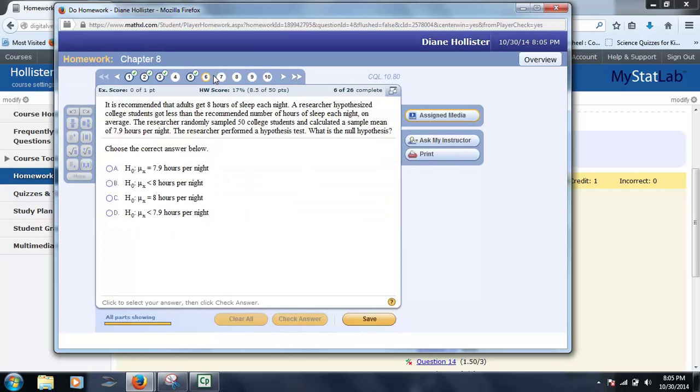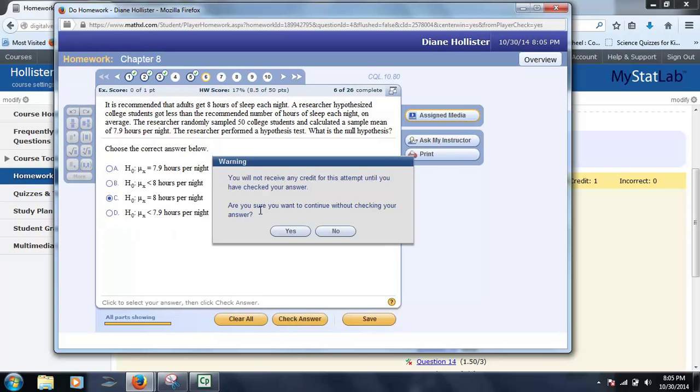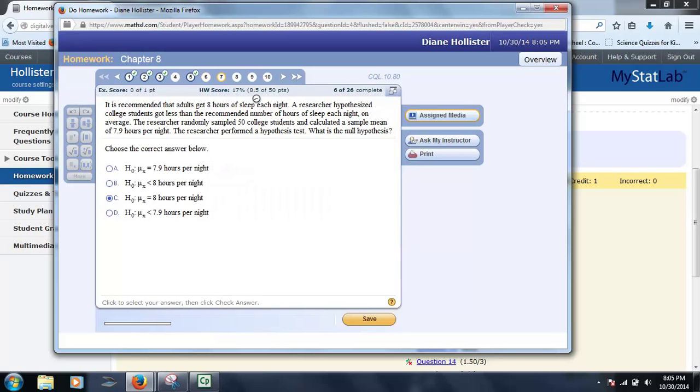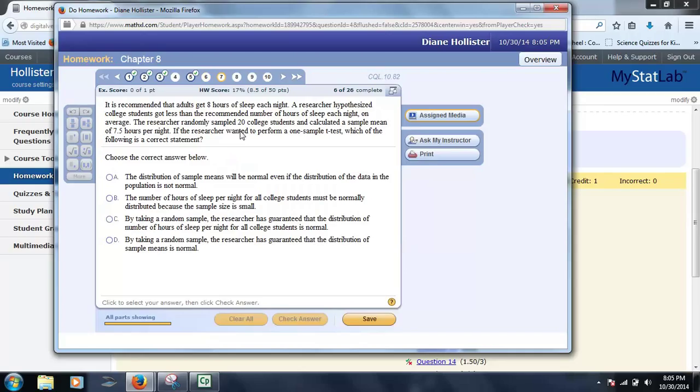Determining the null hypothesis. The researcher hypothesized students got less than the recommended number of hours of sleep. That would be your alternative hypothesis. The null hypothesis is that mu equals 8. And we could check that. Continue. If you wanted to perform a one-sample t-test, which of the following is a correct statement? This is more of a conceptual question about understanding the idea of random sampling and doing a t-test.